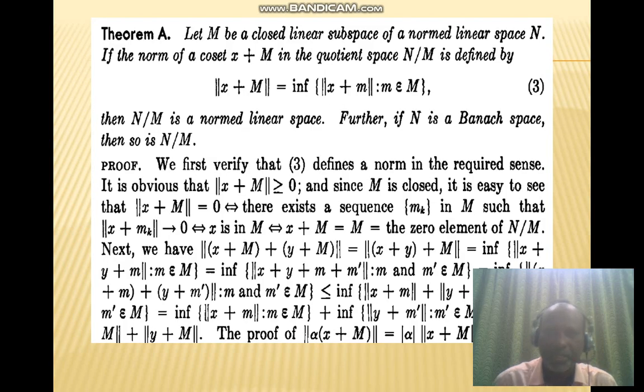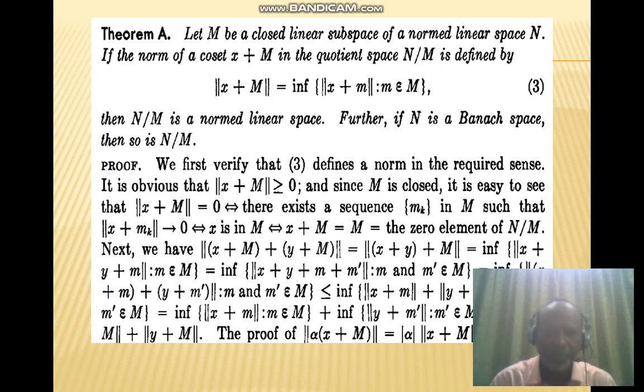Now we shall see a simple theorem on this normed linear space. Let M be a closed linear subspace of a normed linear space N, and if the norm of the coset x plus M in the quotient space N by M is defined by norm of x plus M equal to the infimum of norm of x plus m, with small m belonging to capital M, then N by M is a normed linear space. Further, if N is a Banach space, then N by M is also a Banach space.